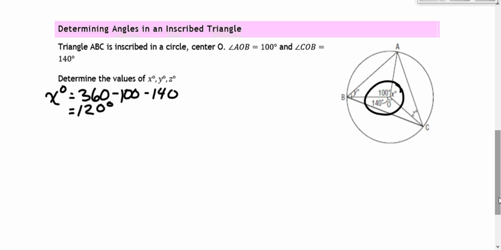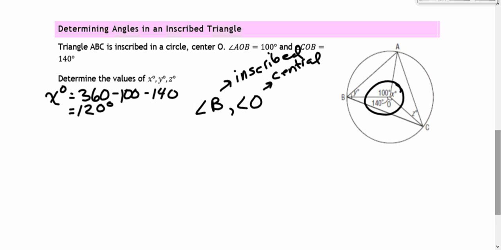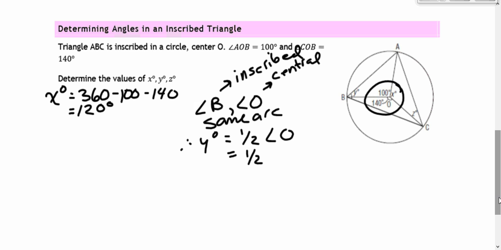Let's look at our next one. We have angle B, and angle O would probably be our next one. So these guys are subtended. So angle B is inscribed. Angle O is the central. These guys are on the same arc. Therefore, y degrees is equal to 1/2 of angle O. So 1/2 of 120 degrees, which gives us 60 degrees.